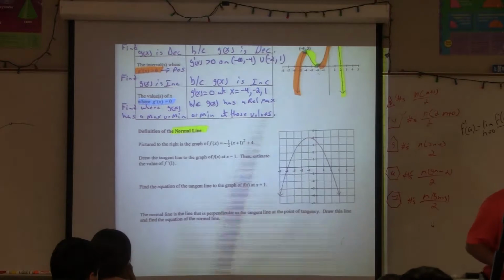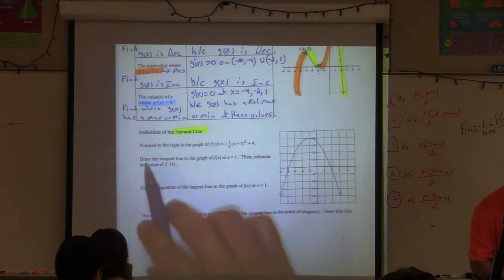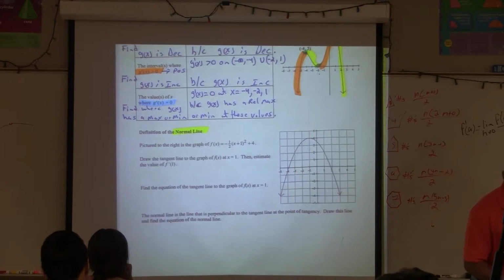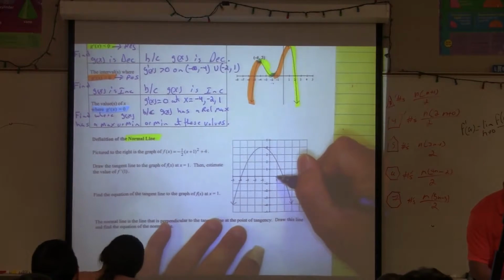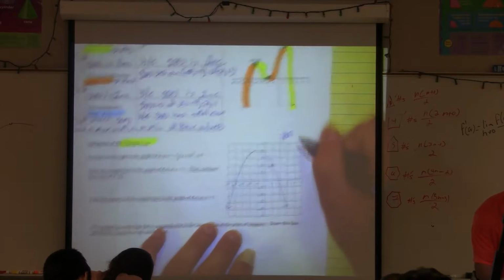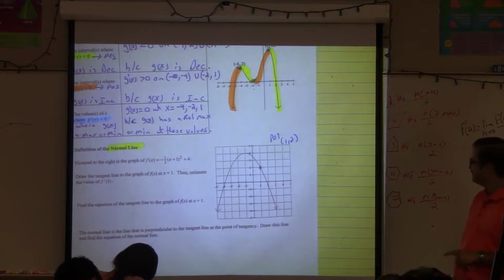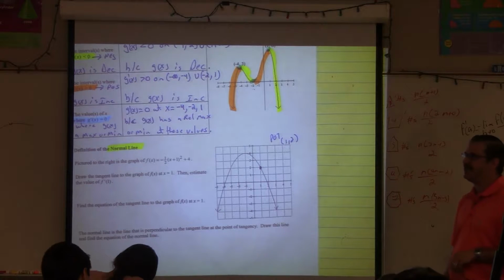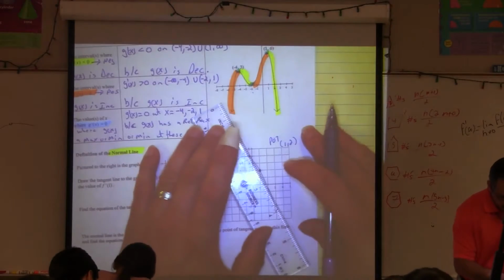Alright, so let's practice this, okay? Pictured to the right is the graph of this function. Let's draw the tangent line at 1 and then estimate the derivative at 1. Okay, so let's draw the point first. So what's the point? 1 what? 2. So my point of tangency should be 1 comma 2, yes? I gotta draw a tangent line, Daniela. Okay? So let's draw the tangent line.